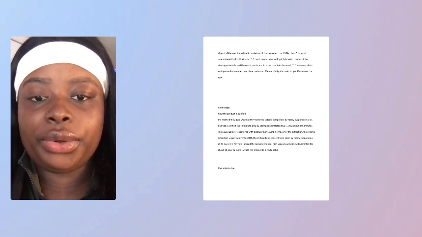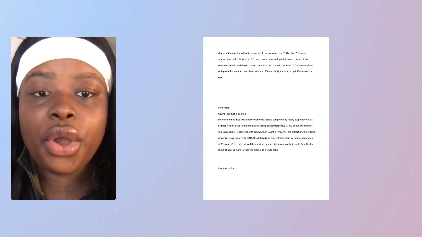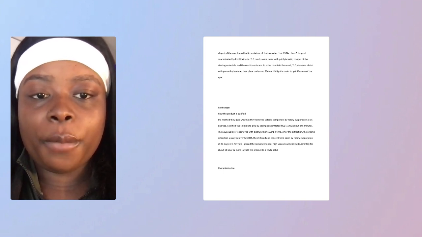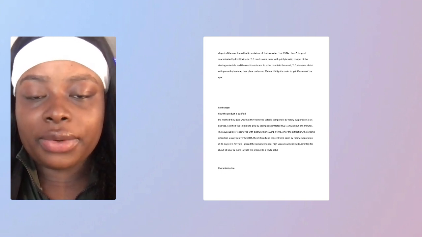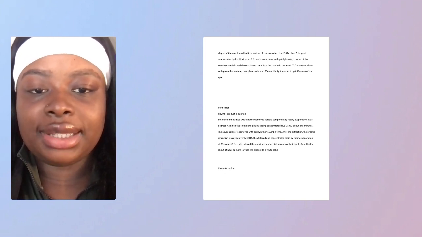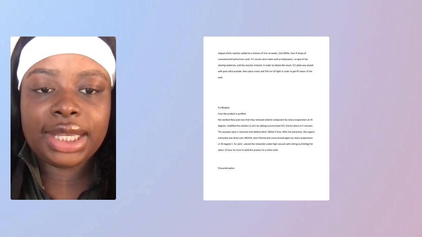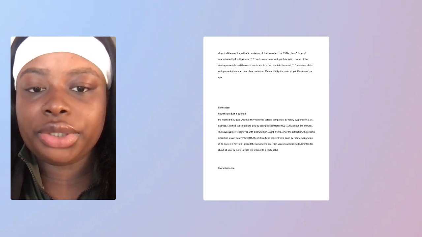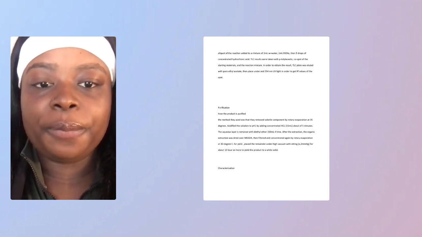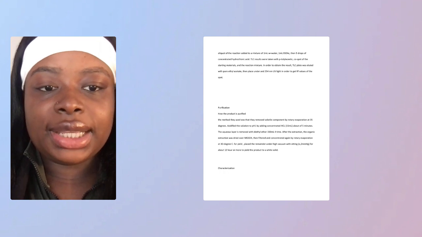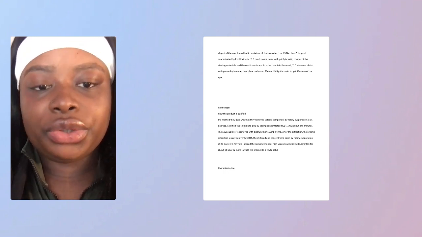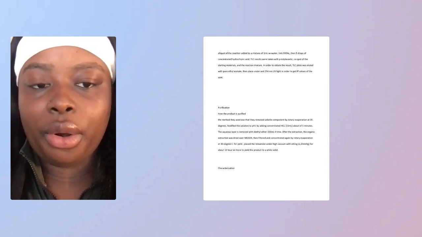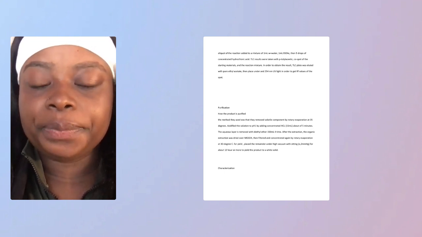0.5 milliliter of the reaction was added to a mixture of 1 milliliter water, 1 milliliter ethyl acetate, then 5 drops of concentrated hydrochloric acid. TLC results were taken with a co-spot of the starting material and the reaction mixture. To obtain the result, the TLC plate was eluted with pure ethyl acetate, then placed under 254 nm UV light in order to get Rf values of the spots.